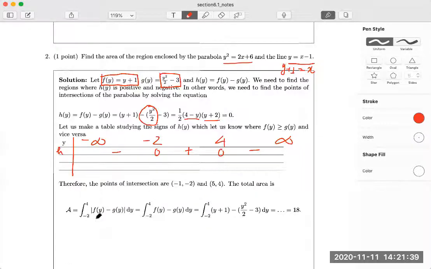But then the integral of the absolute value of f of y minus g of y from negative 2 to 4 will be the area, from y is equal to negative 2 to 4, because here f is larger than g, right? Here f is smaller than g. Then the area will be, we remove the absolute value sign and we compute it. We'll have the area of this is 18. That's it. Okay? Go home and double check this one.